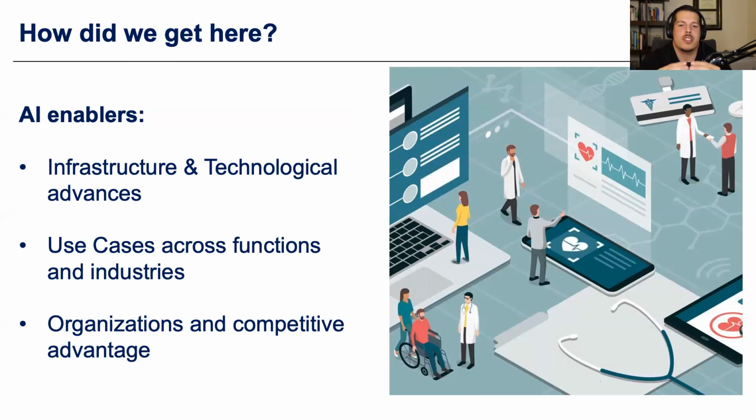The last piece, organizations and competitive advantages. Organizations are realizing how important AI is. Actually, the more sophisticated and advanced organizations, the top Fortune 500 organizations, the top performers, are all using AI applications already. So that's again the difference between good and great. The great ones already have their use cases in place and have started testing and playing around with AI.